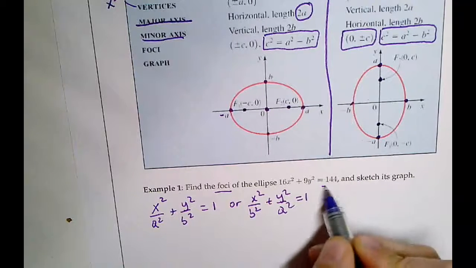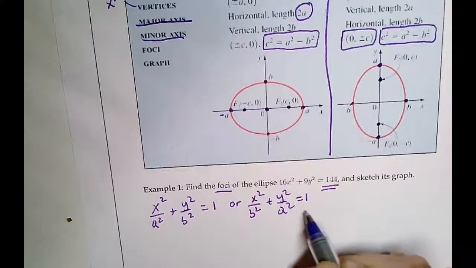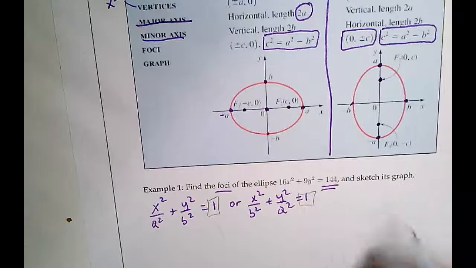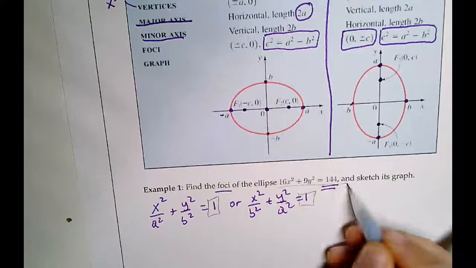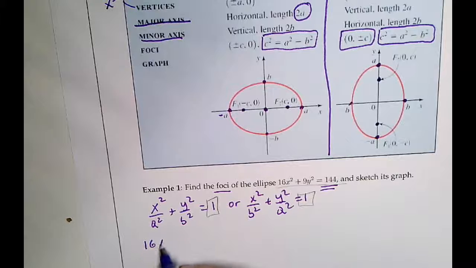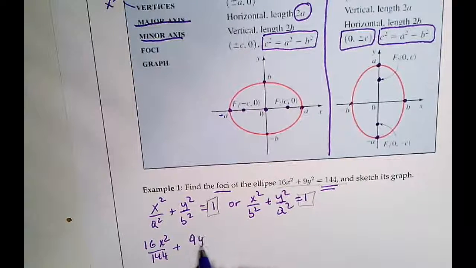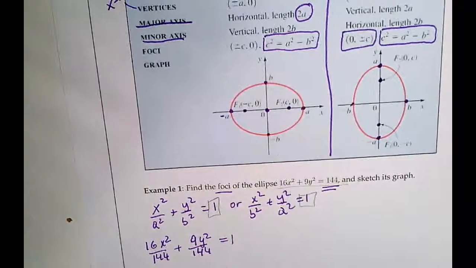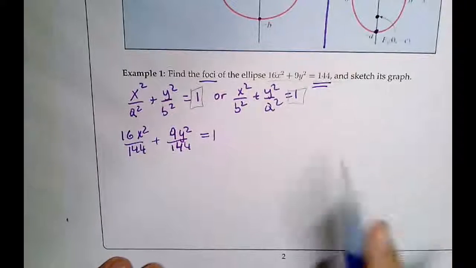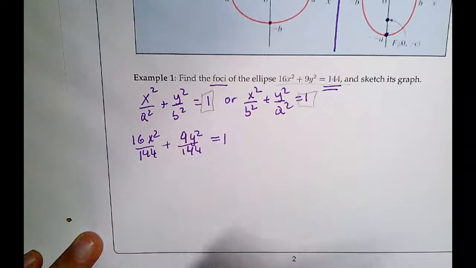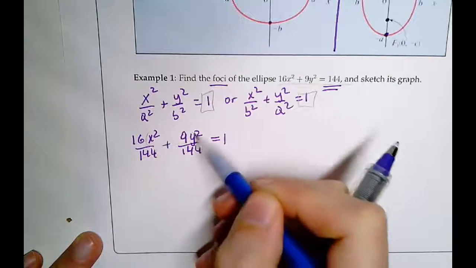Well, first of all, this 144 right here is bothering me. I need it to be a 1 because that's what the formula says, either one of the formulas. So we're going to divide everything by 144. That's going to give me 16x squared divided by 144 plus 9y squared divided by 144 equals 1. So now I took care of the right-hand side. On the left-hand side, I need the x and the y to be isolated.